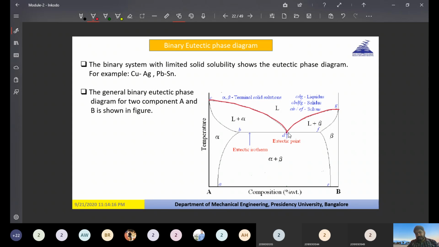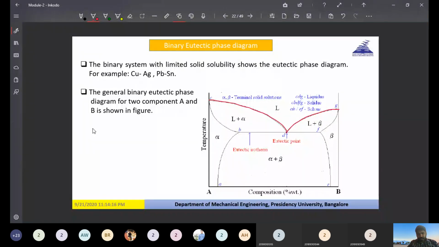There is also a second definition. You can say that it is the point at which liquid changes to two solid phases. And if I want you to write the equilibrium phases present at this point, how will you write? At this point, what is happening? If you take an alloy of this composition and it is in the liquid state, and I ask you to draw or write the equilibrium phases that are present at this point, that is the eutectic point.